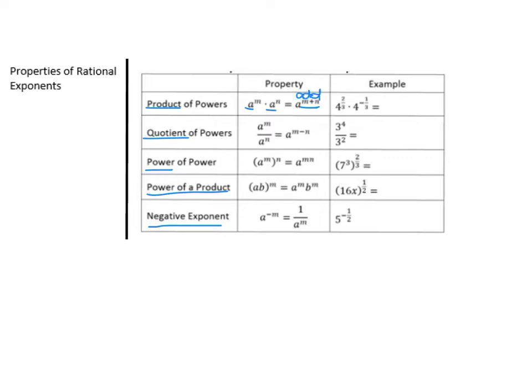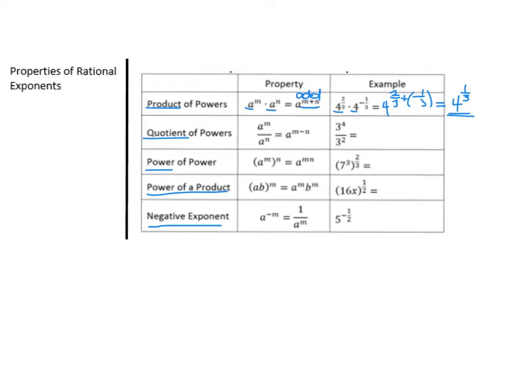When you have rational exponents, sometimes you have to find a common denominator. In this case, we have 4 to the 2/3 times 4 to the -1/3. Notice the base doesn't change in our final answer. We keep it 4. But then we add our exponents together. 2/3 plus -1/3. And that would be 4 to the 1/3 power. That's the simplified product of the powers.